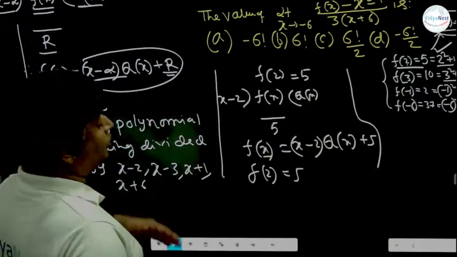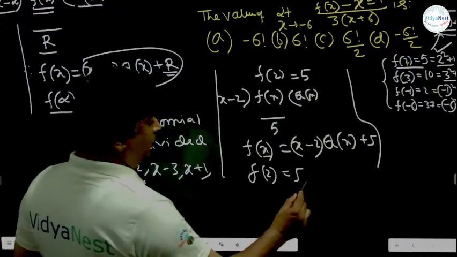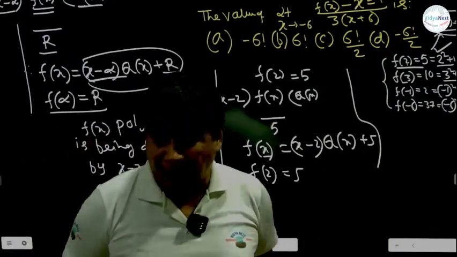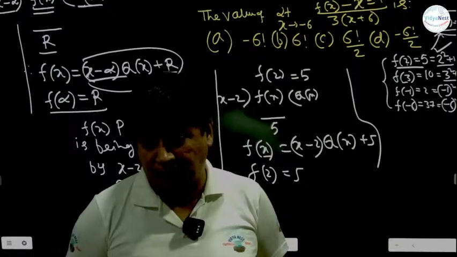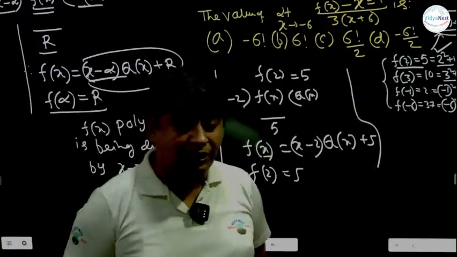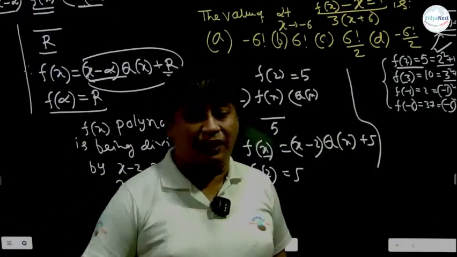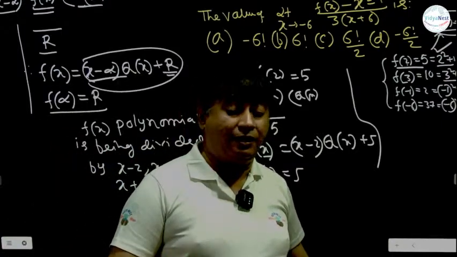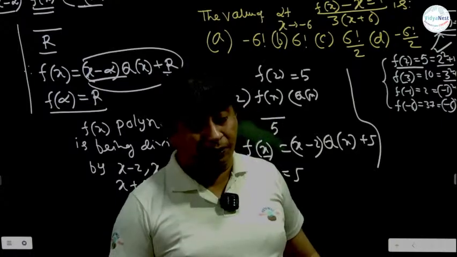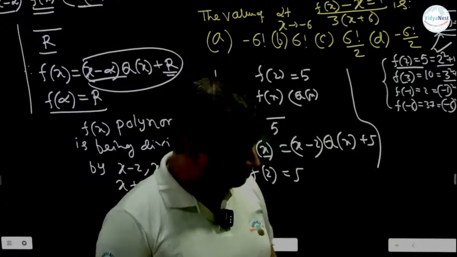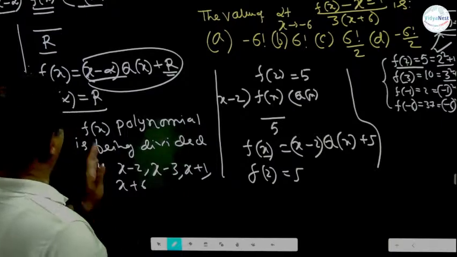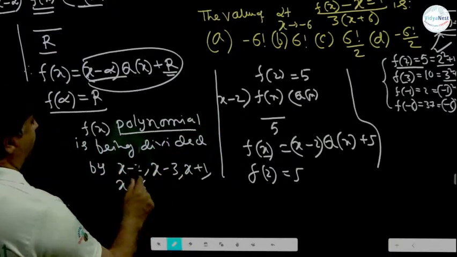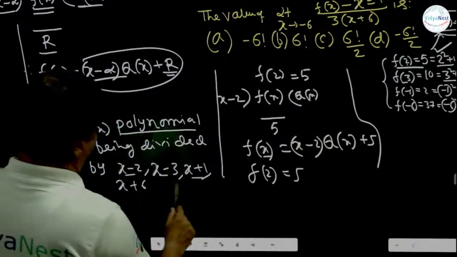See, in junior class, suppose you have got a number 20. You are dividing 20 by 2, and then that 20 also can be divided by 5. So we can write 20 can be divided by 2 into 5, composite number. Yes or no?